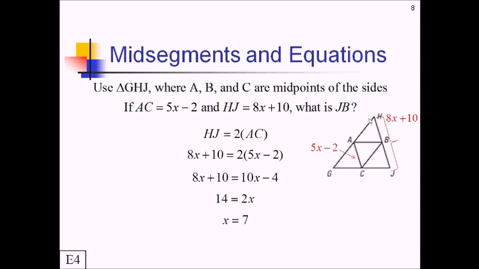You could plug 7 into HJ over here and take half of that. Or, since we know AC is already half of JB, we can just use the AC expression. So just plug 7 into the x right here, 5 times 7 minus 2. 35 minus 2 gives us 33.